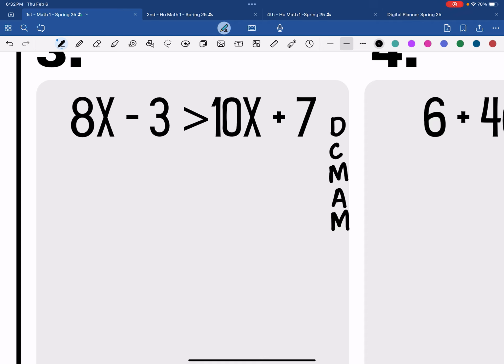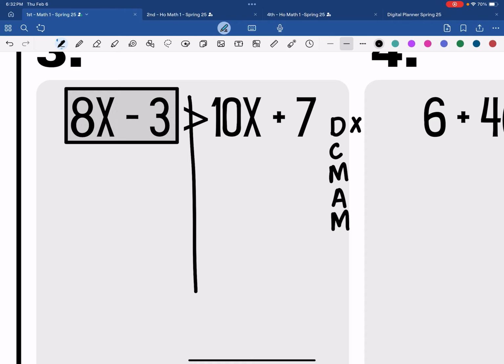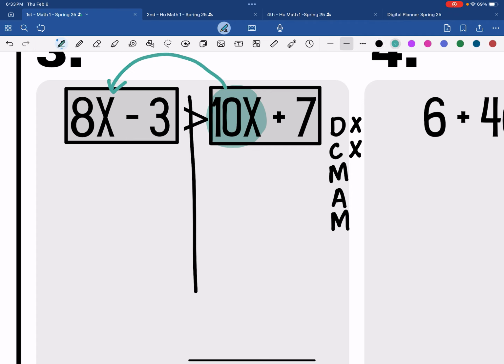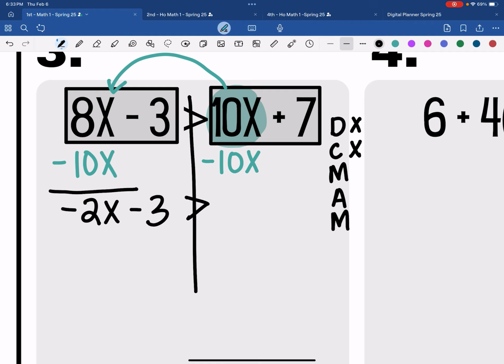Okay, so when we look at this, there's no distributive property because there's no parentheses. So combining like terms: I look at the left side, there's nothing to combine. I look at the right side, there's also nothing to combine. But we do need to move the variable. I should be able to see that I have a variable on the right side that I need to move back to the left and get one variable. So it's a positive 10x. We're going to subtract 10x. All right, so 8x minus 10x is going to give me negative 2x. Bring down the minus 3, and that's greater than 7.